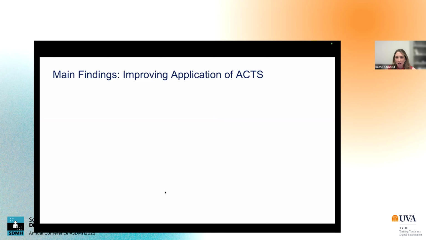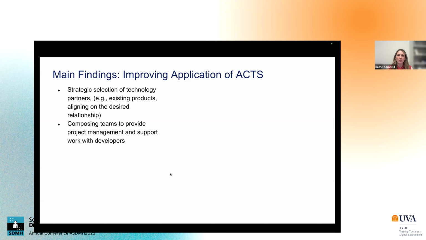So what were some of the suggestions for improving how we do this work using ACTS? One thing that came across really strongly is how important the technology partners are. And this is something that wasn't part of the model, but whether you're building a tool from scratch or you're using an existing product, really making sure that the company or the developer aligns with you on the direction that you're going, is willing to use the findings from the design research, and has a collaborative way of working with the team.